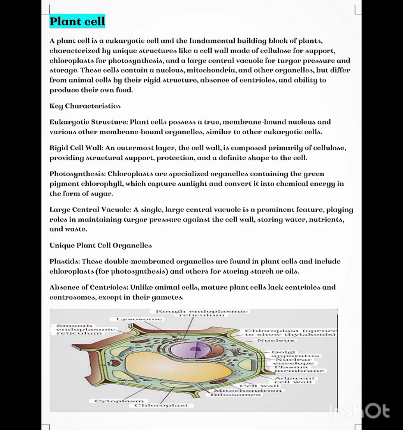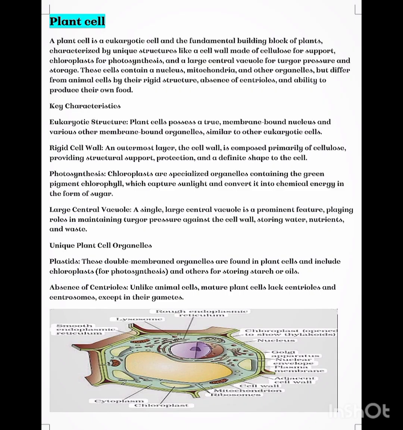Key characteristics: eukaryotic structure. Plant cells possess a true membrane-bound nucleus and various other membrane-bound organelles, similar to other eukaryotic cells. Rigid cell wall. An outermost layer, the cell wall, is composed primarily of cellulose, providing structural support, protection, and a definite shape to the cell. Photosynthesis. Chloroplasts are specialized organelles containing the green pigment chlorophyll, which capture sunlight and convert it into chemical energy in the form of sugar. Large central vacuole.